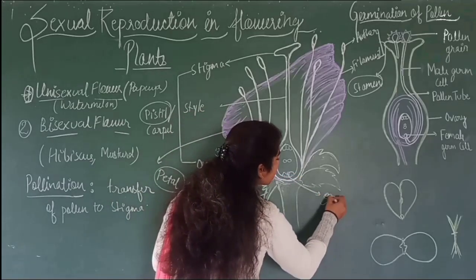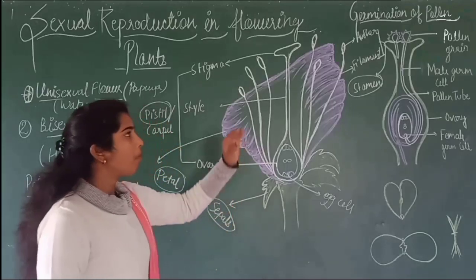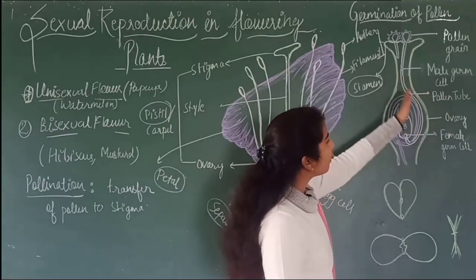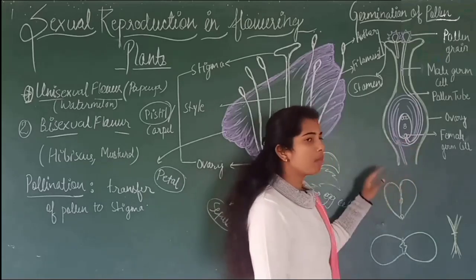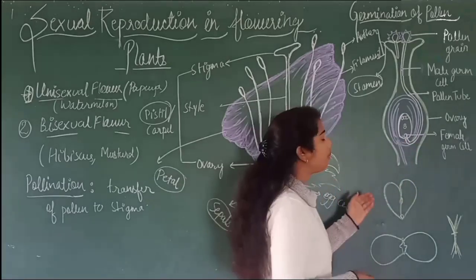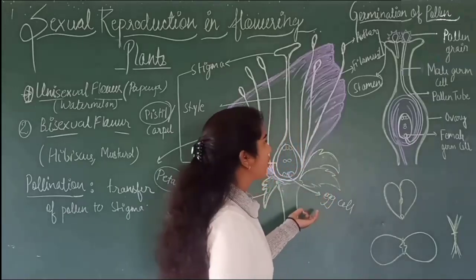This is the egg cell or the germ cell. And the pollen germ cell comes through the pollen tube and reaches the female gamete, the egg cell, and forms the zygote to develop into the new plant.